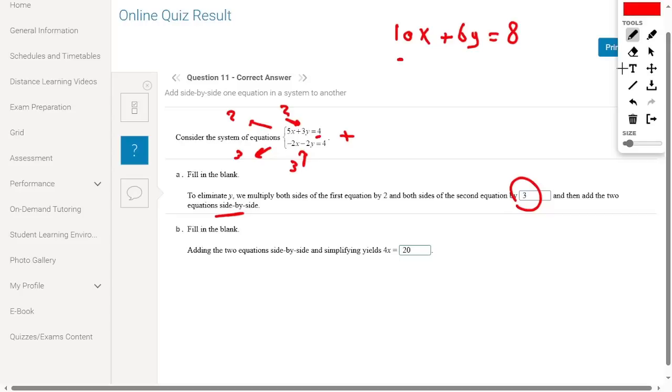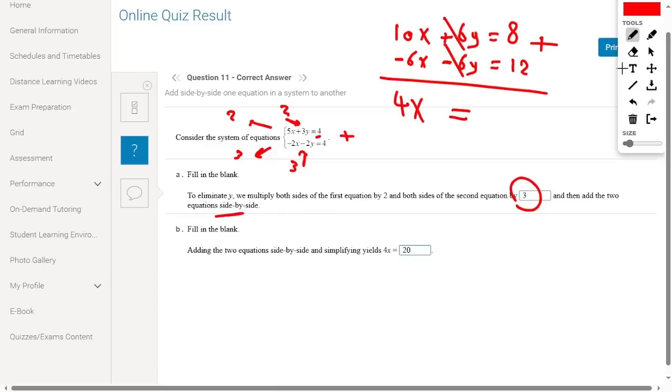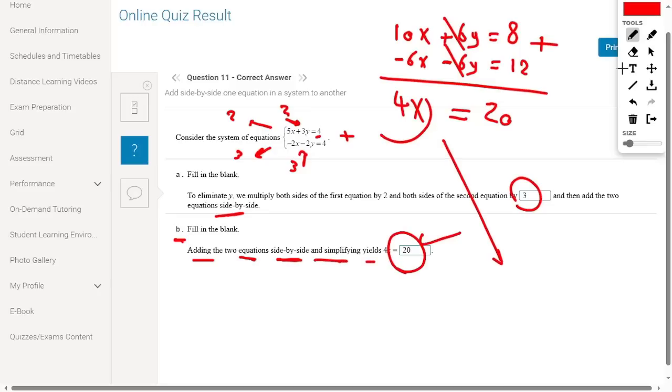The second one multiply by 3. So I have minus 6x minus 6y equal to 12. So now let's do the addition. 10x minus 6x equal to 4x. 6y minus 6y is 0. So we have here is 20. So here number B, adding the two equations side by side and simplify yield 4x equal to 20. So now we answered this question. But for your additional information, now let's get x.